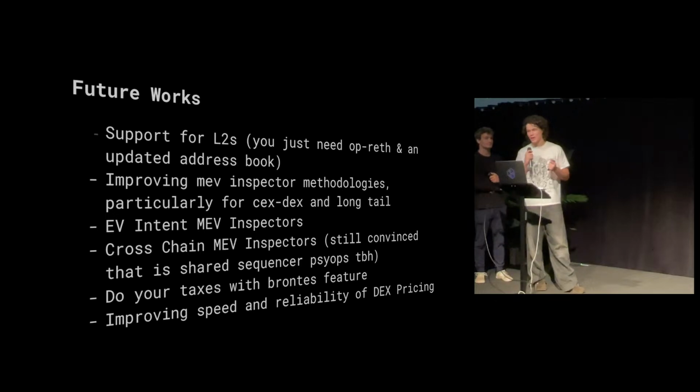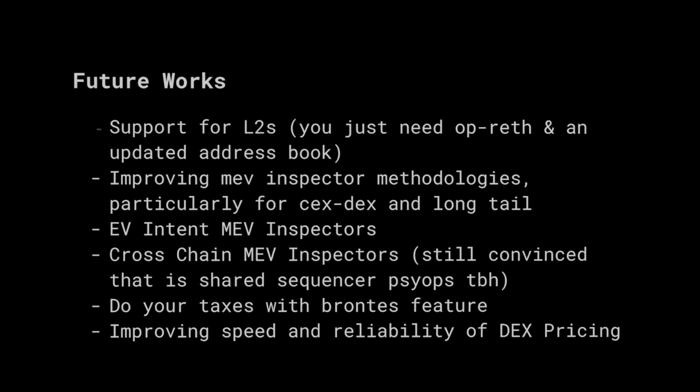Cross-chain MEV inspectors, although I'm still strongly of the belief that this is shared sequencer PSYOPs, but I'd love to be proven wrong. One other kind of very off-topic feature that we'd really love to see is a taxes feature with Brontes, because you have all the transactions, you have an ability to decode them, you have all of the prices, and you know when an address traded.